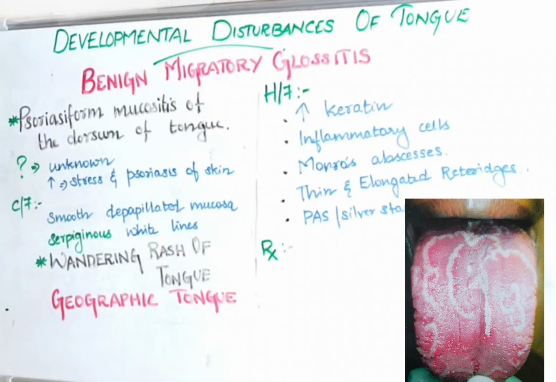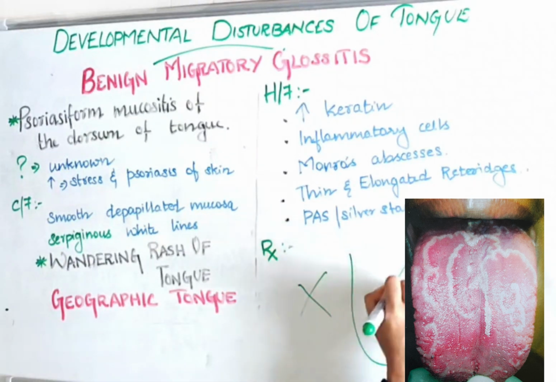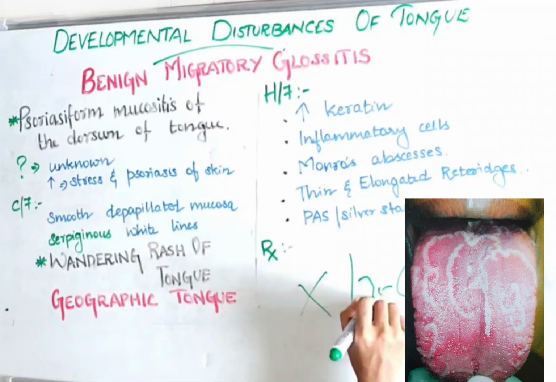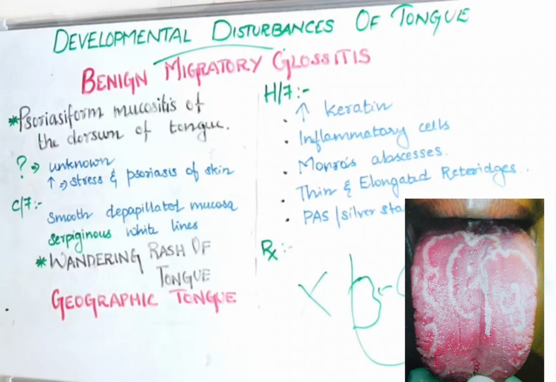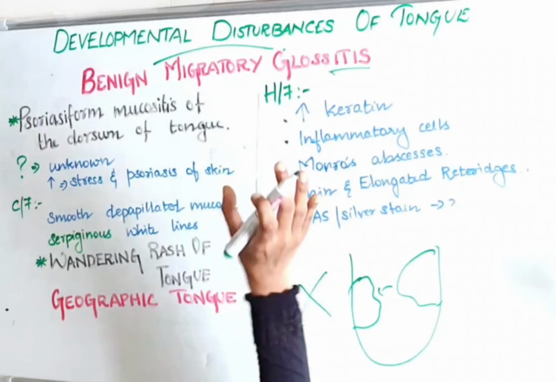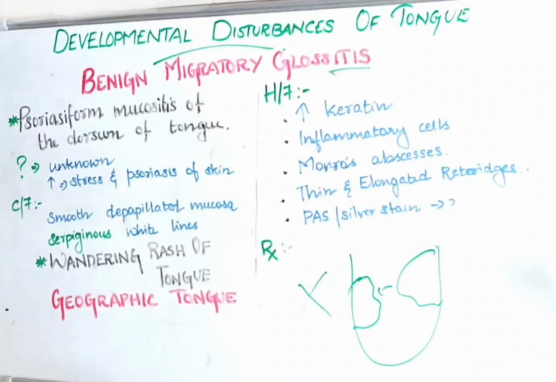Benign means something which has no malignant potential. So it is not malignant, it is benign. Next, migratory. The lesion has the tendency to change in appearance and change in location from one place to another. So the lesion keeps on changing the location. Migratory means moving from one place to another. Next, glossitis. Itis is inflammation. Glossitis means inflammation of the tongue.